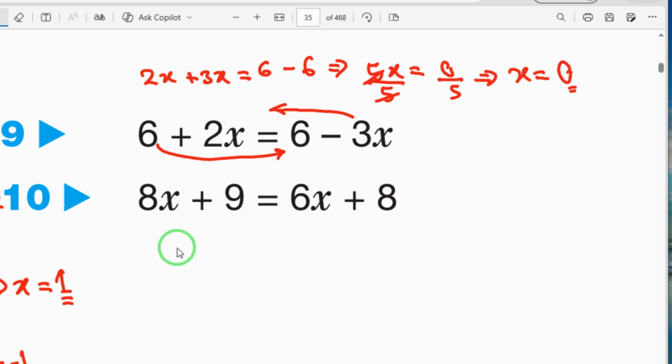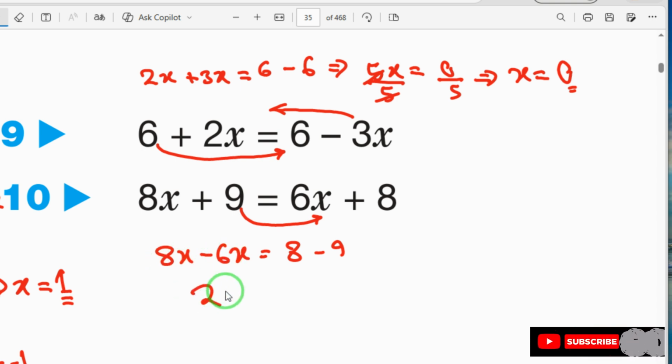And the last question, here we write 8x and we bring this 6x to the left side, become minus 6x equal to 8, and we carry 9 to the right side, become negative minus 9. Then here we subtract x minus 6x, become 2x. Here we subtract 9 minus 1, remain only 1.